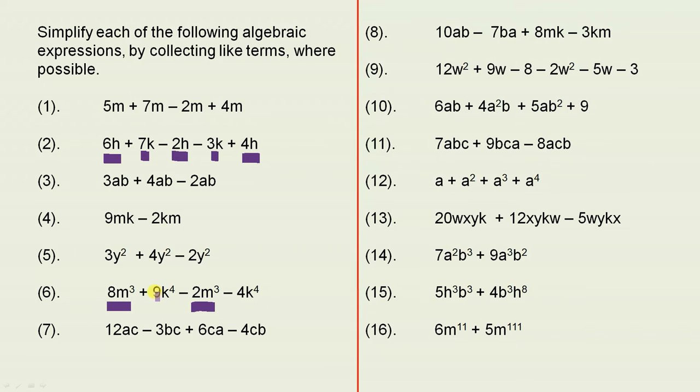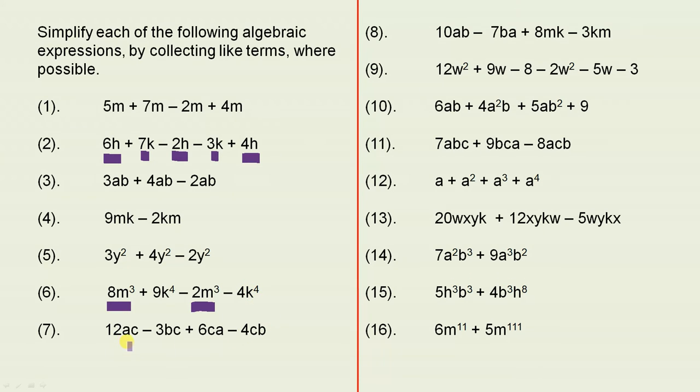Here we have a 9k to the 4th and a 4k to the 4th. Those two can be combined together and simplified. However, we cannot combine the 4 of them together to have a single term because that first term and the second term are unlike terms. That term there and that term there are unlike terms. But we can simplify this algebraic expression to end up with 2 terms.